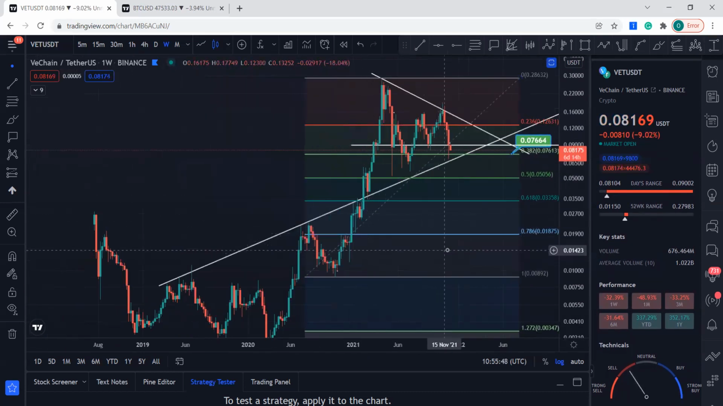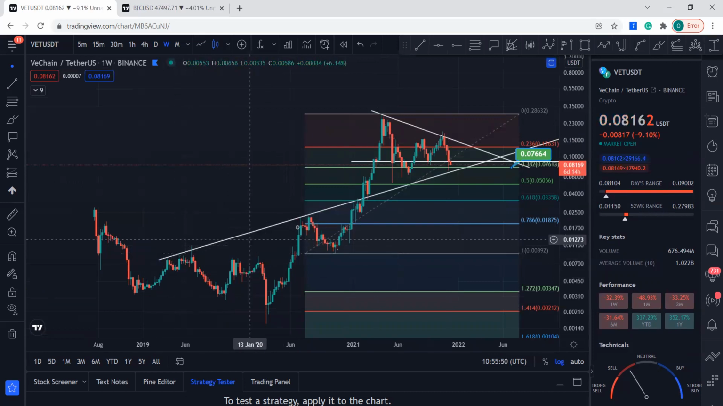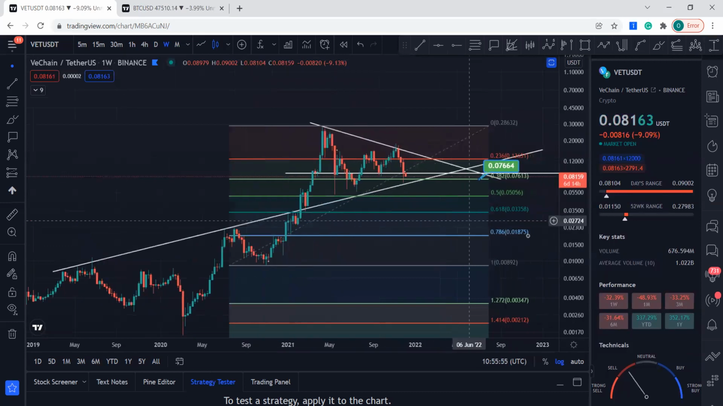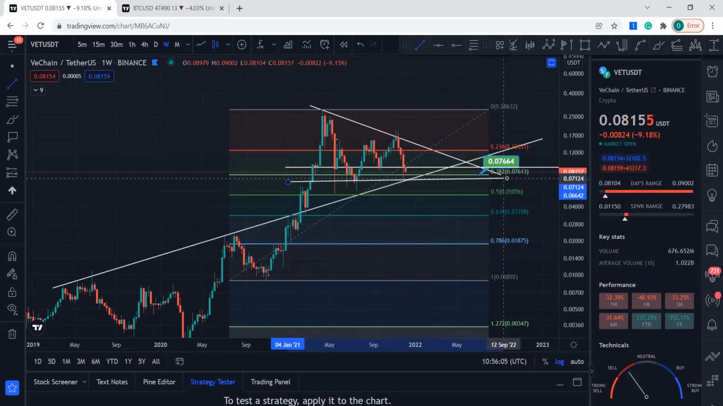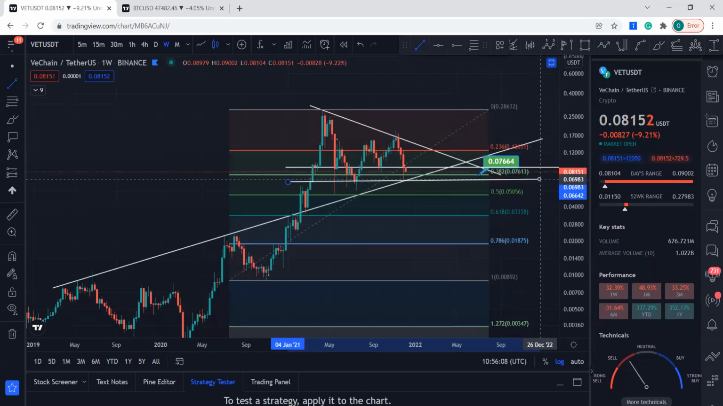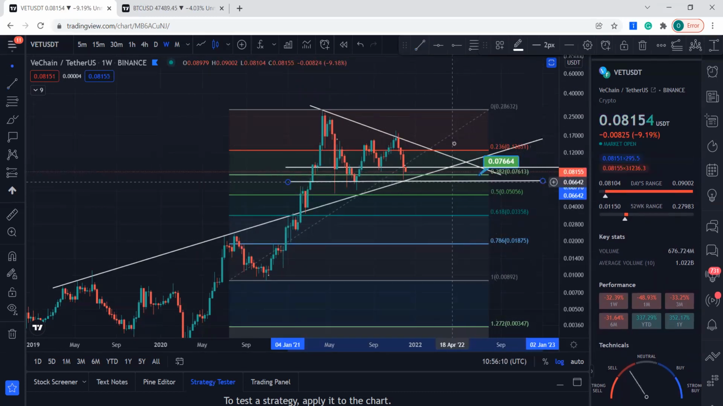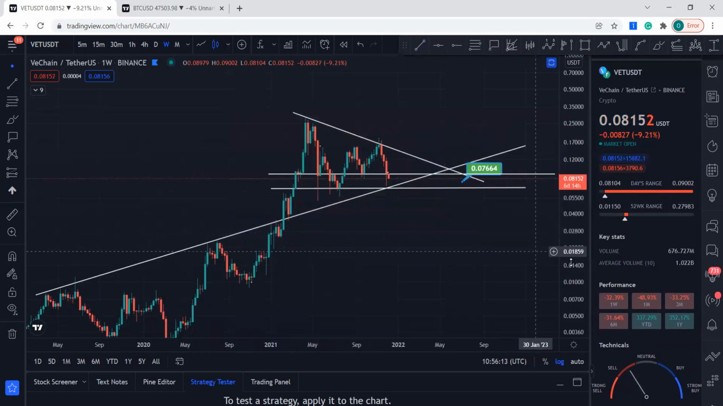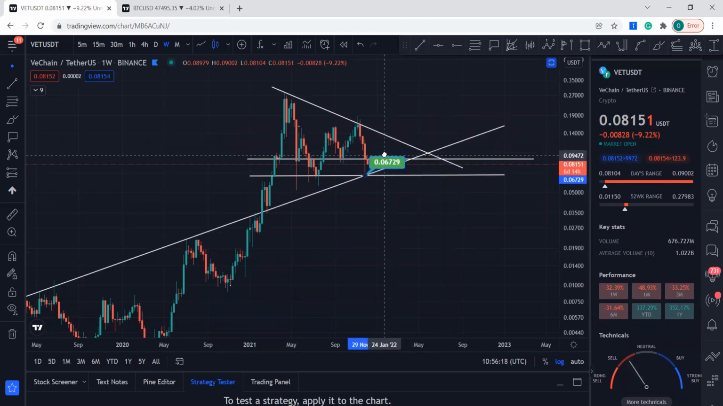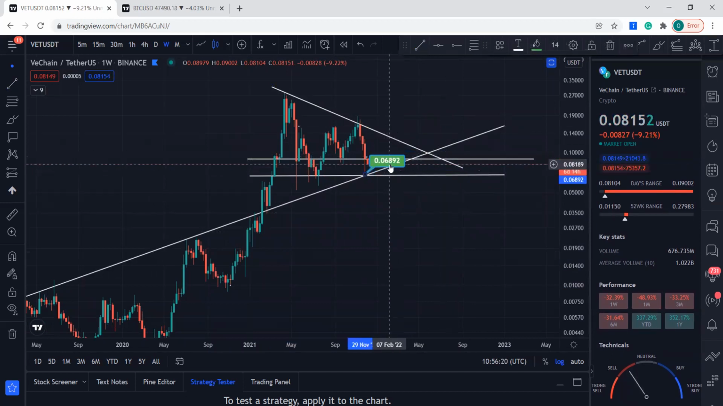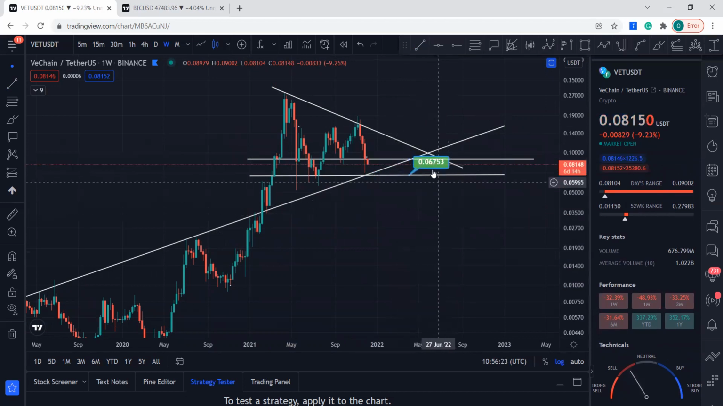But if it breaks this support right over here, this support line, and then it comes here, then there's a reversal that's going to take place in the market overall, okay? Then we know Bitcoin is going down as well, but this is the support right over there. So this support is key right over there, 0.06892 level, okay?